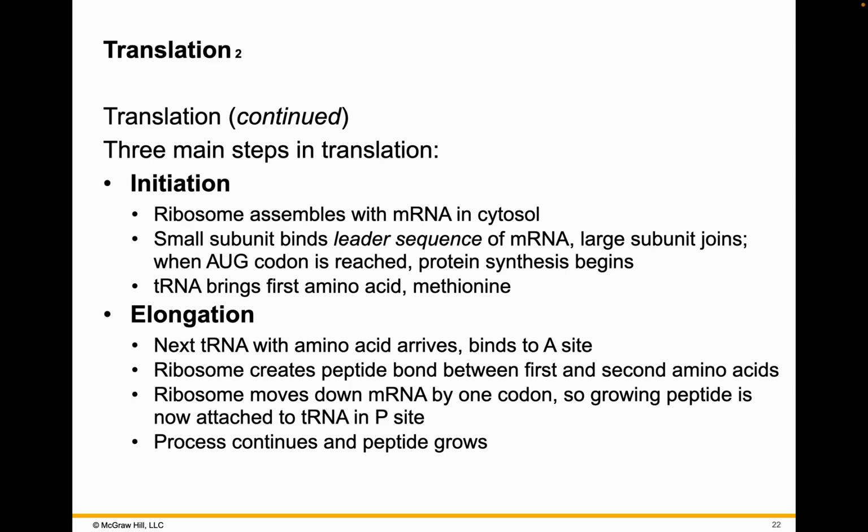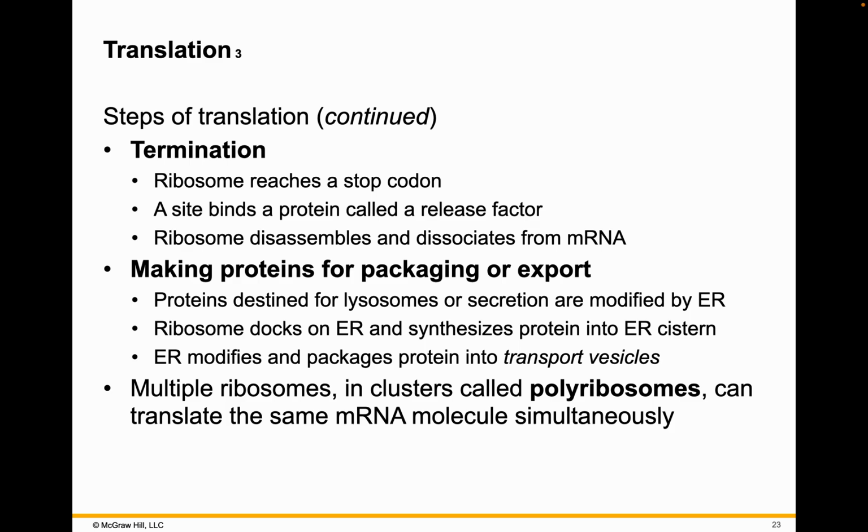In the next step, our transfer RNA with the next amino acid binds to the A site. So now we have a methionine and another amino acid bound to the A site. The ribosome will then create a peptide bond between those two amino acids and move down one codon. So the growing chain is now attached to the transfer RNA that is in the P site. When you reach a stop codon, termination begins. A protein release factor binds to it, and the ribosome disassembles and dissociates from the messenger RNA.